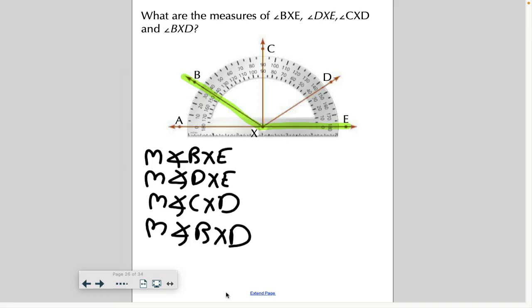Now you're not going to have to subtract for all of them. Some of them is just reading the protractor, and some of them is actual subtraction.